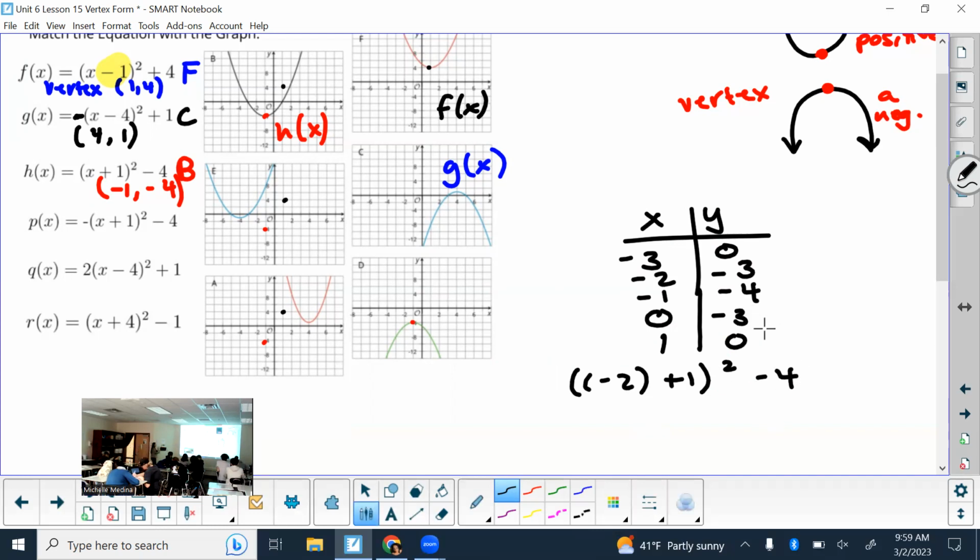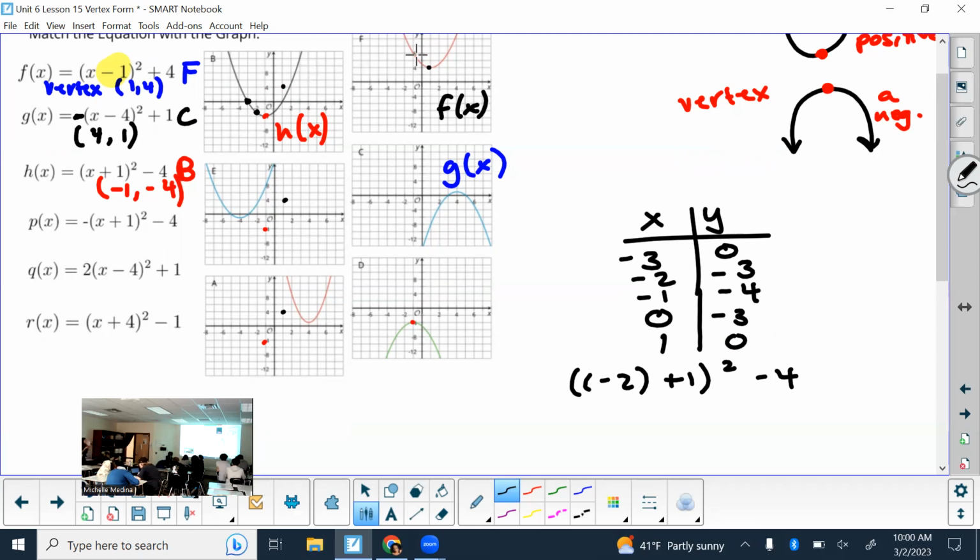So if it were me and I was stuck between two options, I would see which one has all of these points. Which for H of X would be B. Right? Questions on that? So that's just another strategy that would be helpful on your test. Okay, if you can solve it just from looking at the vertex alone, great.